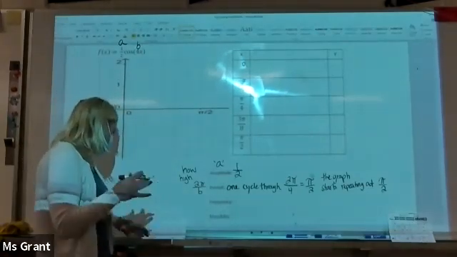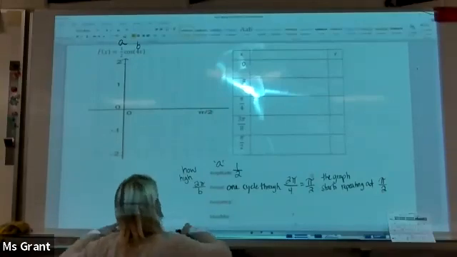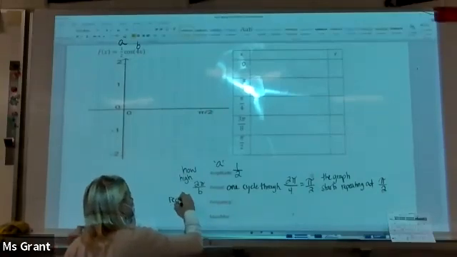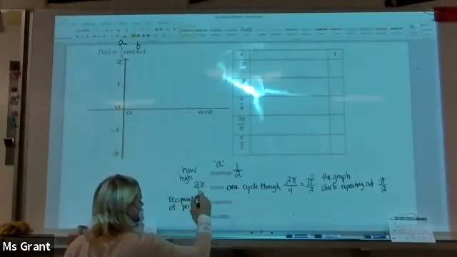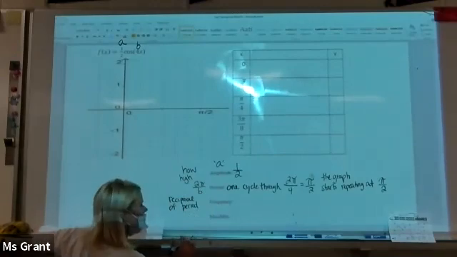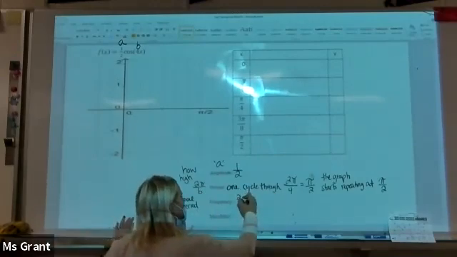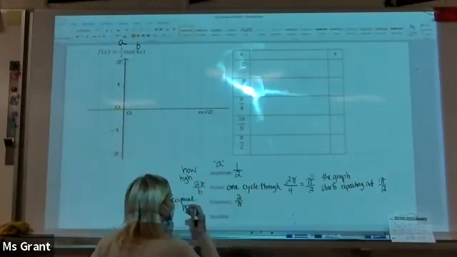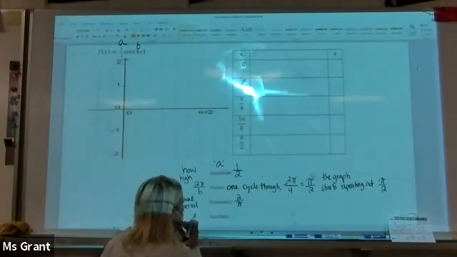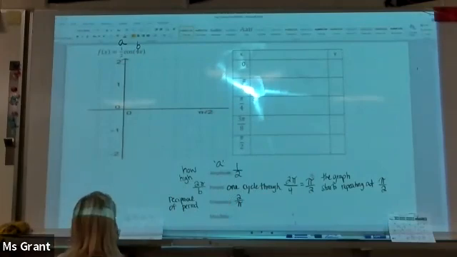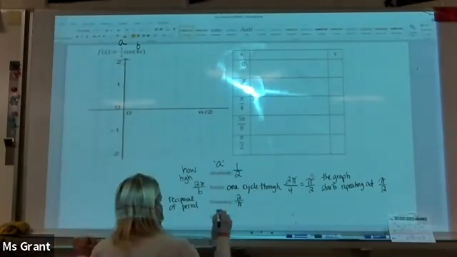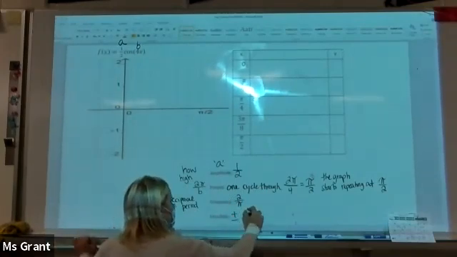Frequency, when does it start repeating again? It's the reciprocal of my period. So I do the reciprocal of pi over 2, which is 2 over pi. And then my max and min is how high and low, plus or minus 1/2.